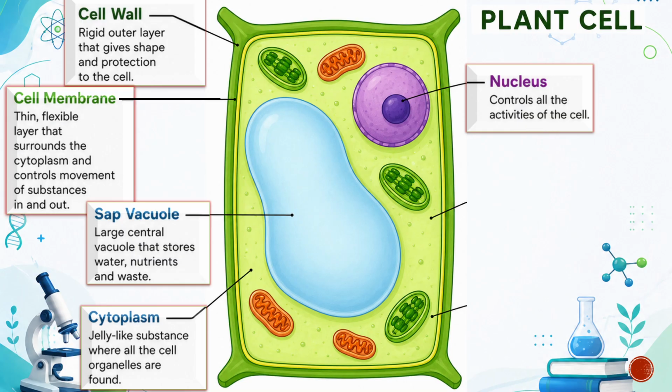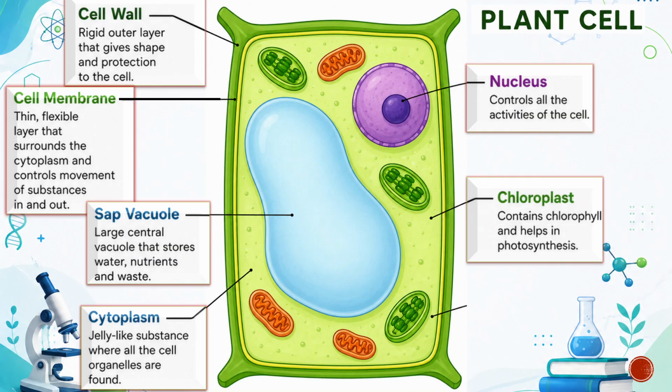So all those activities that a plant cell has to perform are being controlled by the nucleus. All right. Now we have chloroplast, the important part of the plant cells, because of which you see the leaves are green in color. So chloroplast is a part which contains chlorophyll.